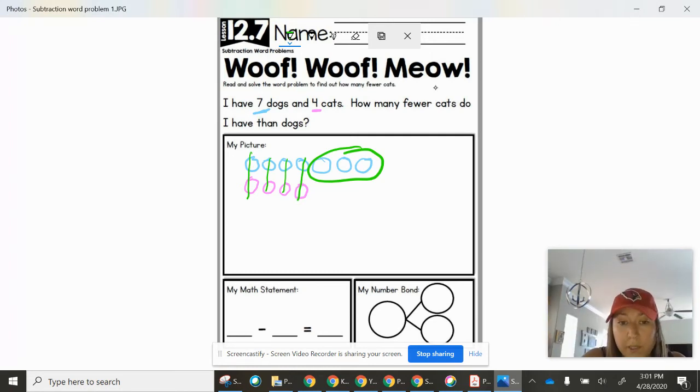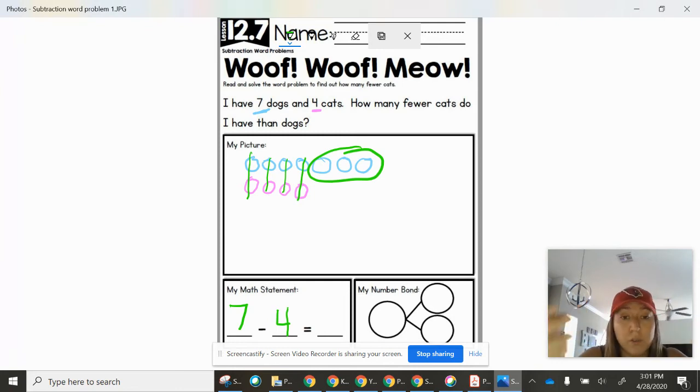So when we go down here to my math statement, we're going to write it down. So I started out with 7 dogs because I want to know how many fewer cats I have. So I have 7 dogs, take away or minus 4 cats, equal how many?